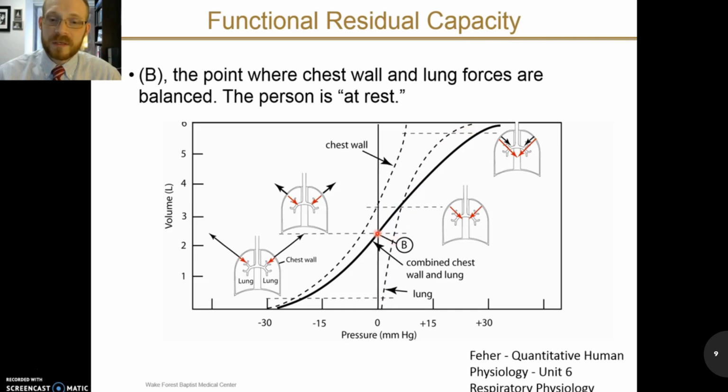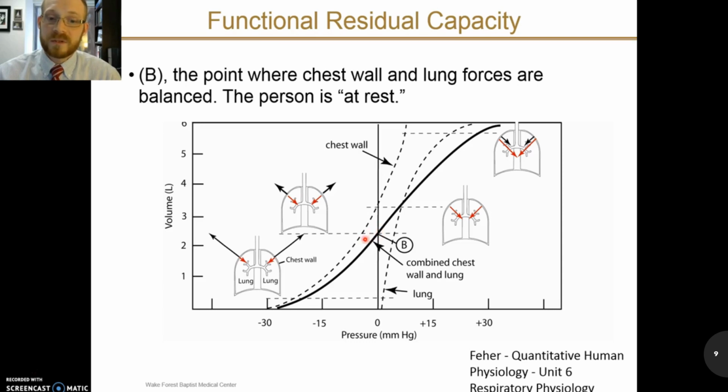At FRC, when these forces are at balance, the chest wall is tending to produce an outward pressure, or a pressure to expand the lung, and the lung tissue itself is tending to create an inward recoil pressure, or a tendency to collapse. At the end of expiration, these two forces are balanced and you have the functional residual capacity.